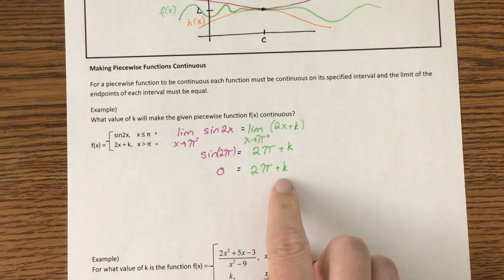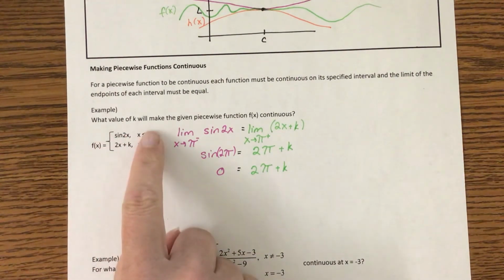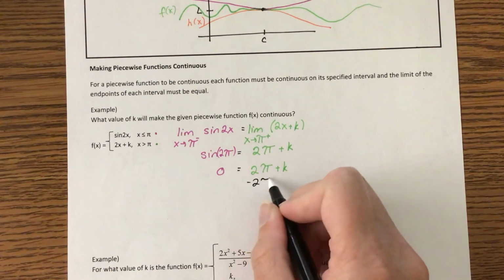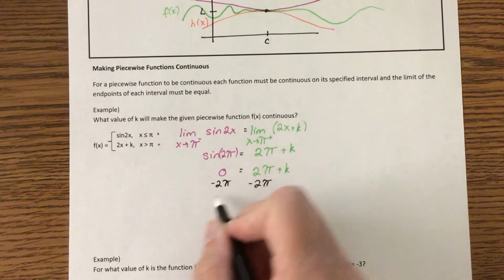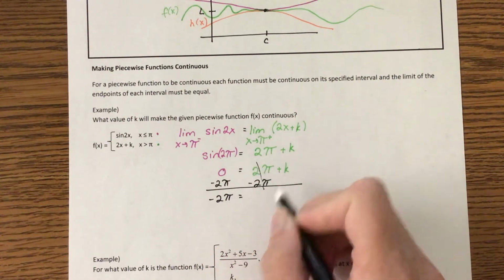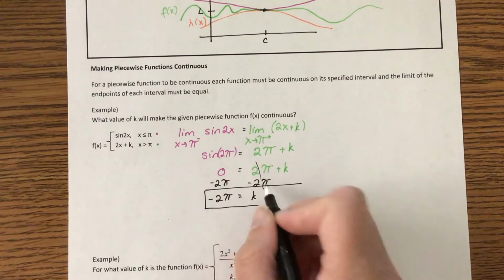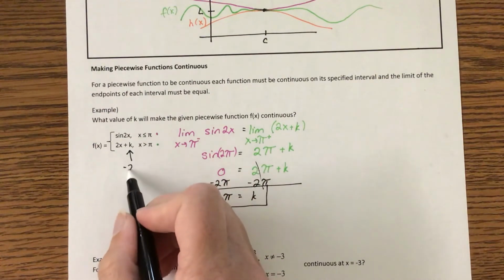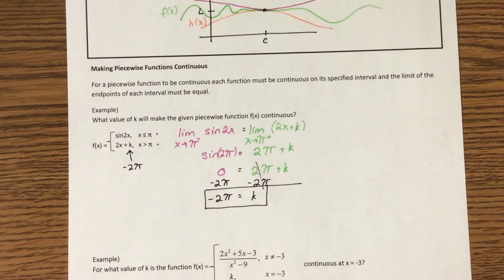Let's solve for k, because the problem says, for what value of k? So let's subtract 2 pi from both sides, and we end up with negative 2 pi equals k. That means that right here, this is supposed to be negative 2 pi. For any other value of k, we would get a jump discontinuity. For this value of k, the two sides match up. Okay, let's do another one.